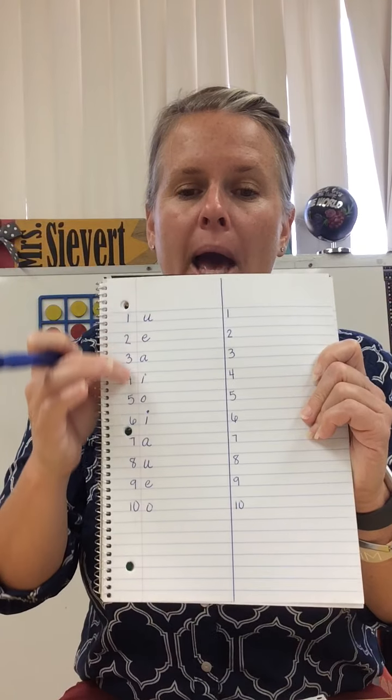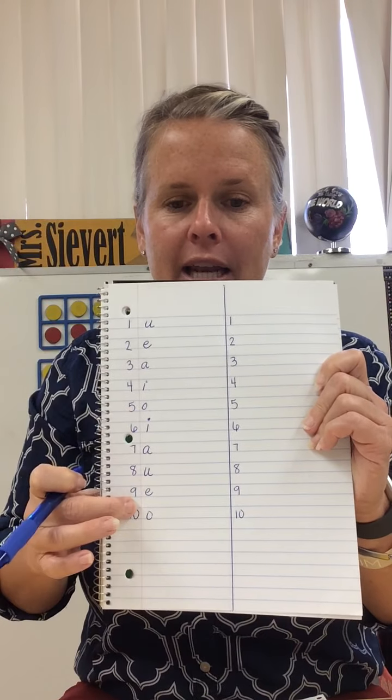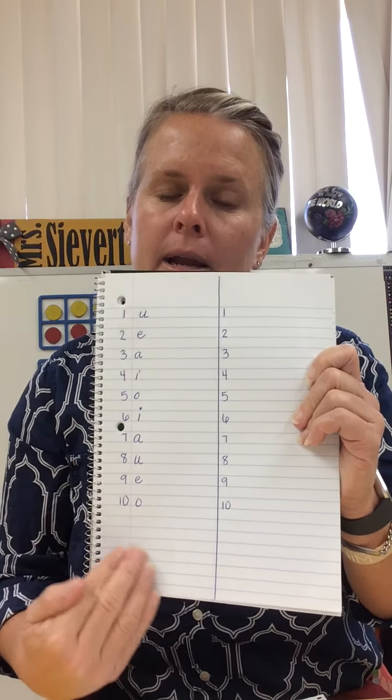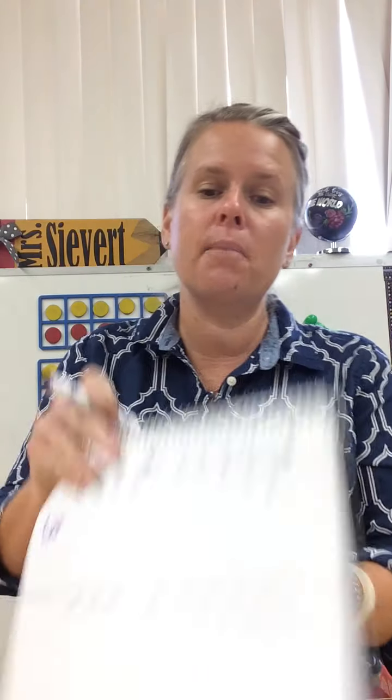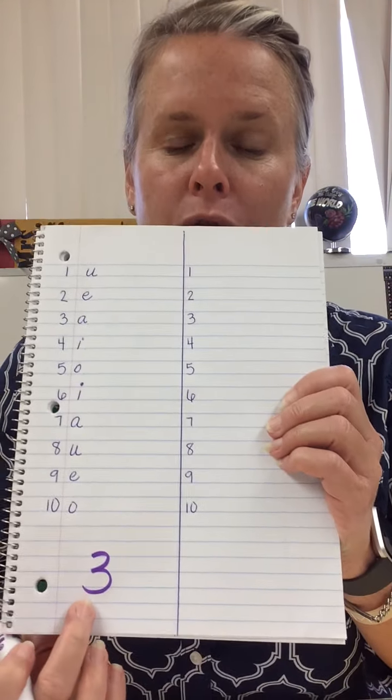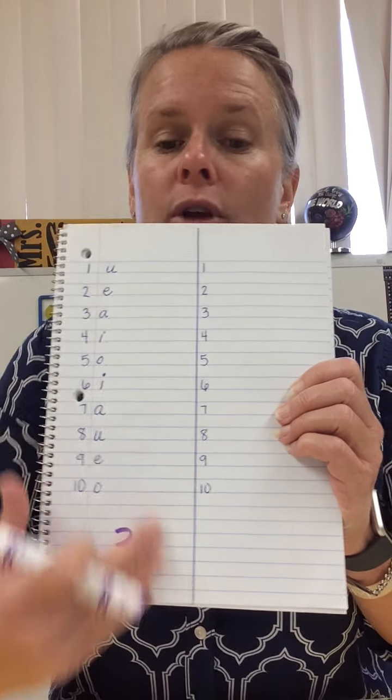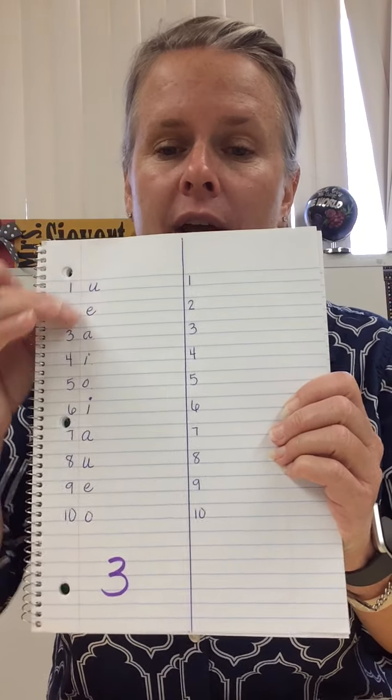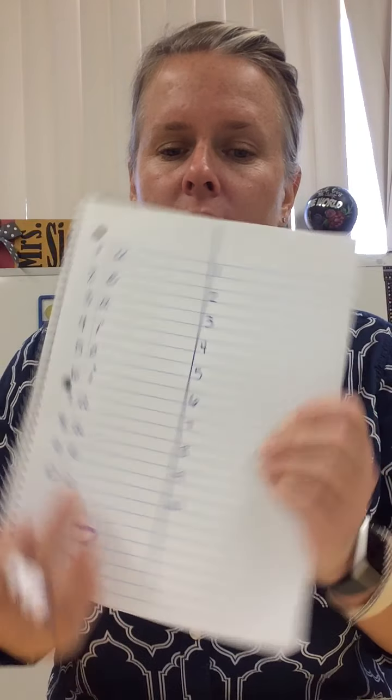So count up how many oopses you had, if you had any, and just write that number here. So I'm just going to say I had 3 oopses, then underneath I'm going to write the number 3. If you have no oopses, then there's no number. If you have any oopses, write the number here.